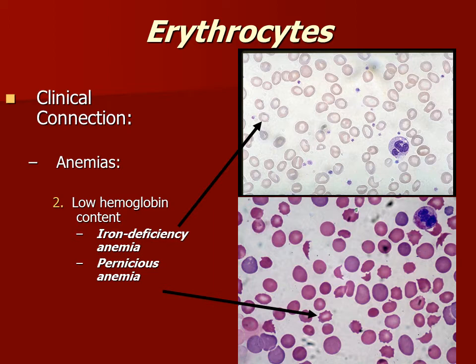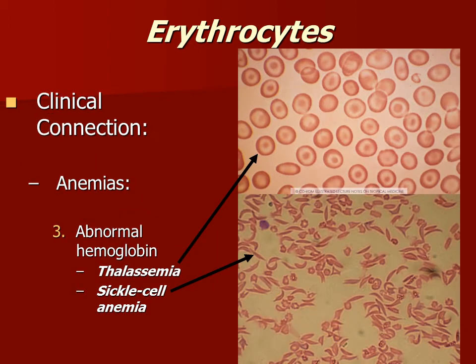If there's a low hemoglobin content, that can lead to iron deficiency anemia or pernicious anemia. And you can see on both of those how you can look at a slide and just tell the red blood cell is a little bit misshapen. It looks a little differently. Another type of anemia is when you have an abnormally shaped hemoglobin. As you can see in the 2 examples here, probably the most common one you've heard of is sickle cell anemia, where the red blood cell is actually misshapen.